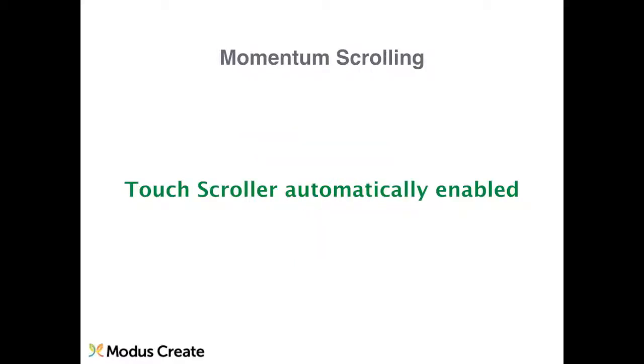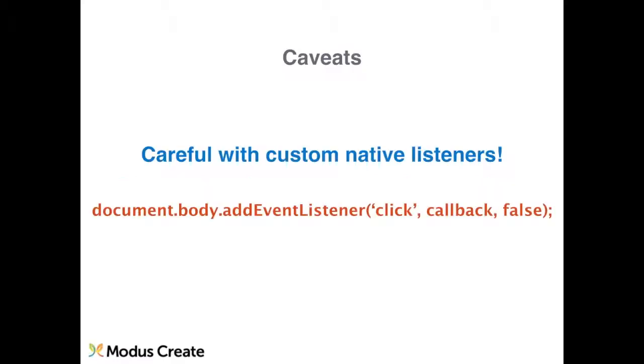As for momentum scrolling, which we got used to on mobile devices, this is going to be automatically enabled. Ext JS inherited that support from Touch 2, and Touch Scroller gets automatically enabled for Ext JS applications when they are run on tablets. Touch Scroller does not really require any special configuration. Everything is going to be automatic unless you need to modify anything.